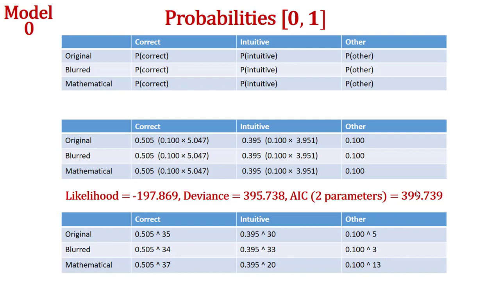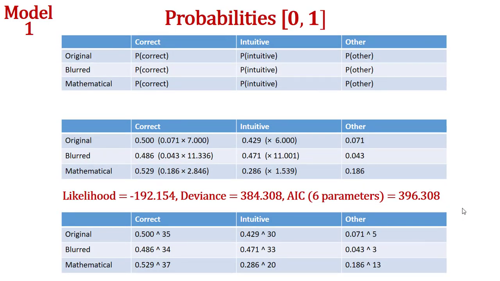For model 0, the AIC was 399.7, so the difference is a bit in favor of model 1, but not a very important difference. So the evidence for model 1 over model 0 is rather small. It's still a bit more likely than model 0, but not too much more. 399.7 versus 396.3: 3.4 points of AIC difference, which is very small evidence in favor of model 1.